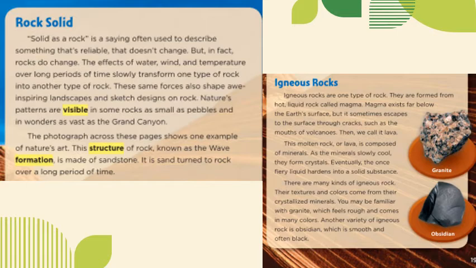Igneous rocks. Igneous rocks are one type of rock. They are formed from hot liquid rock called magma. Magma exists far below the Earth's surface, but it sometimes escapes to the surface through cracks, such as the mouths of volcanoes. Then we call it lava. This molten rock or lava is composed of minerals. As the minerals slowly cool, they form crystals. Eventually, the once fiery liquid hardens into a solid substance.